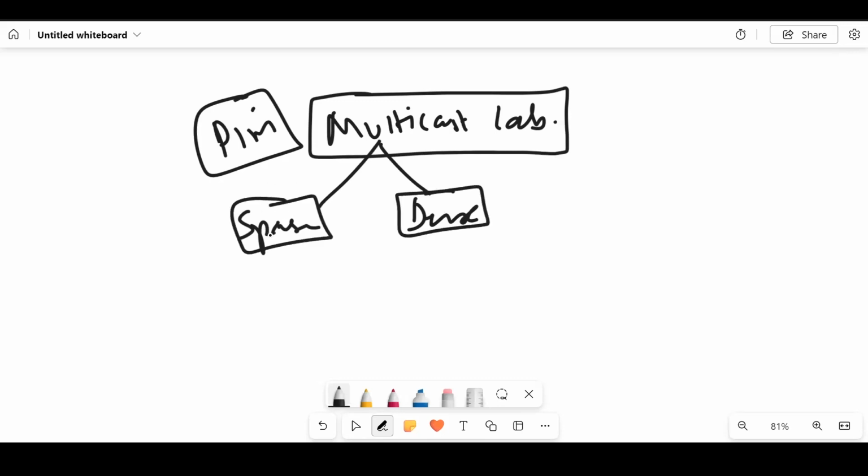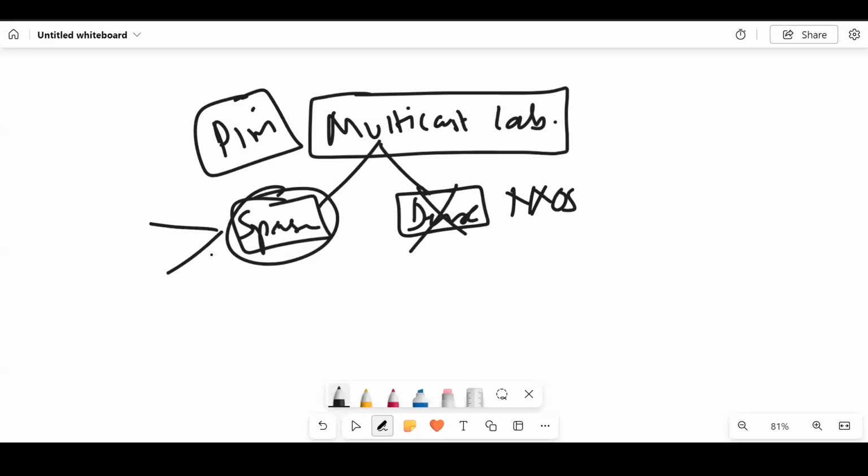Sparse mode is basically when we have less number of listeners on a particular multicast on a particular network, whereas dense mode is actually used when we have more number of listeners on a particular network. Nexus OS does not support dense mode, so we cannot configure dense mode on Nexus OS. We can only configure sparse mode.